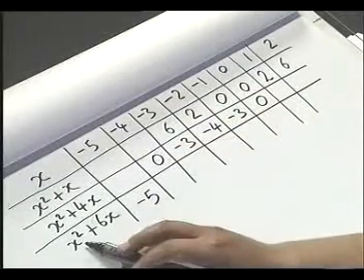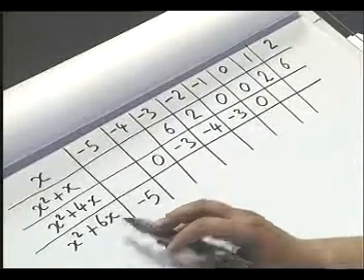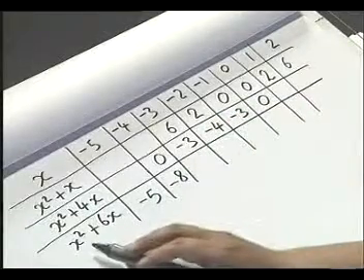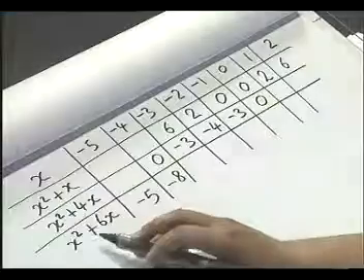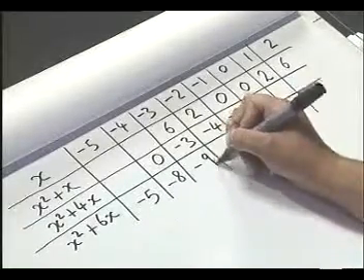Put minus 4 in here. We've got 16. Take away 24, which gives us minus 8. Put x is minus 3 in here. We get 9. Take away 18, which is minus 9.